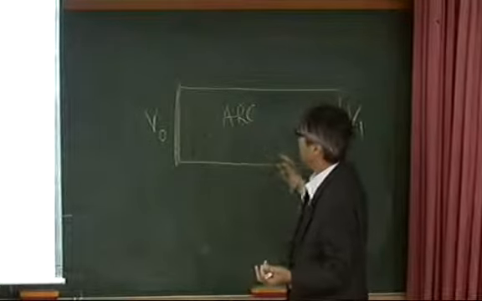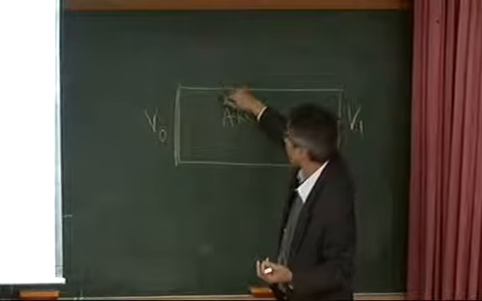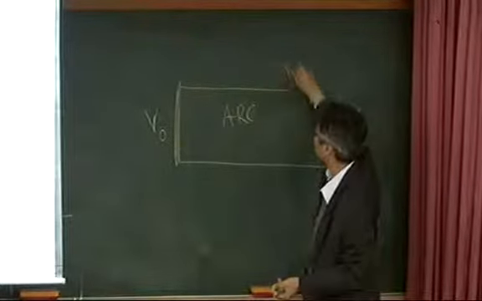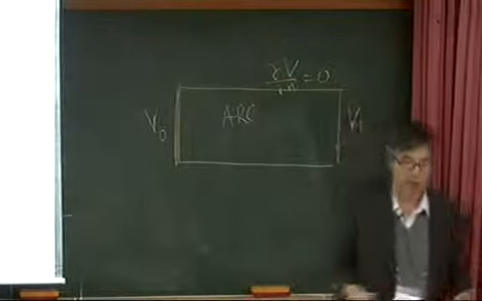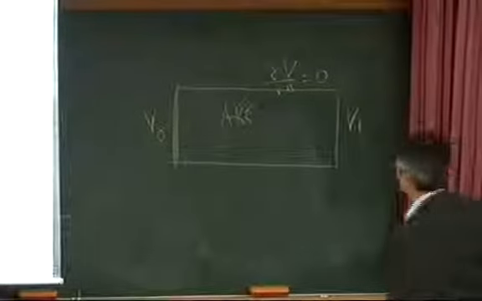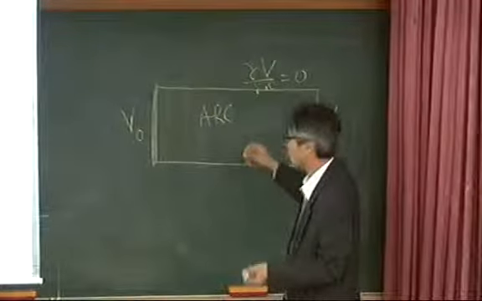Once V0 is here along the left-hand side, let us assume it is Neumann data, for example dV/dn equal to 0. So the voltage potential has Neumann properties here. Now inside here you have certainly the Poisson equation.